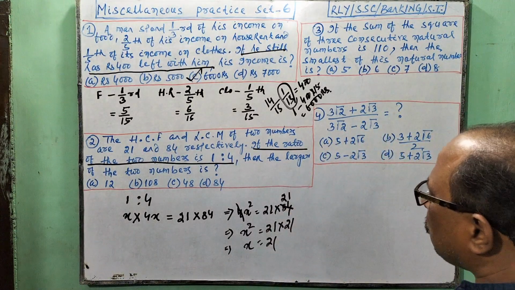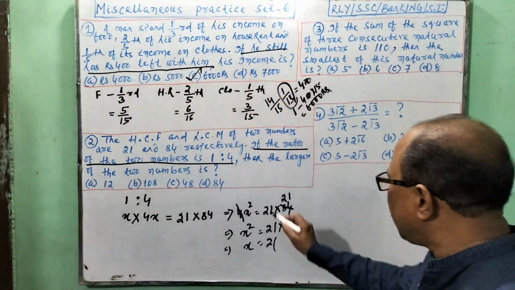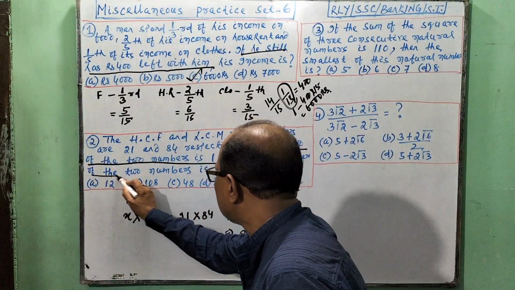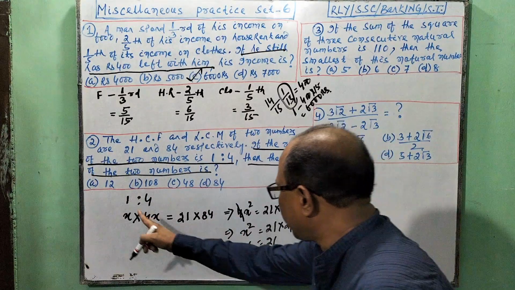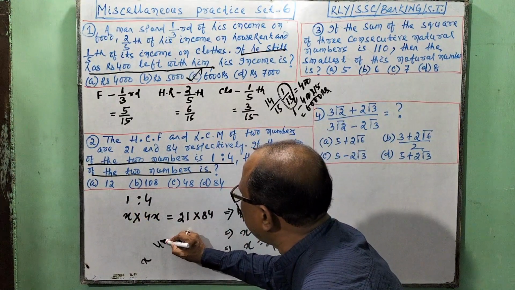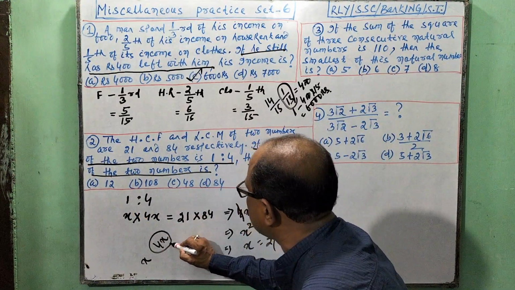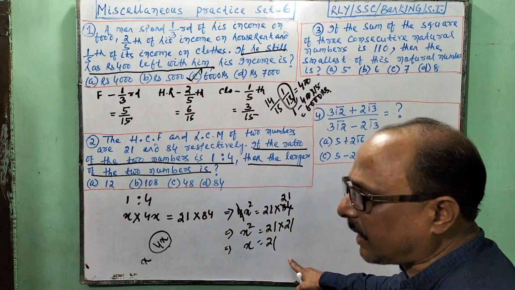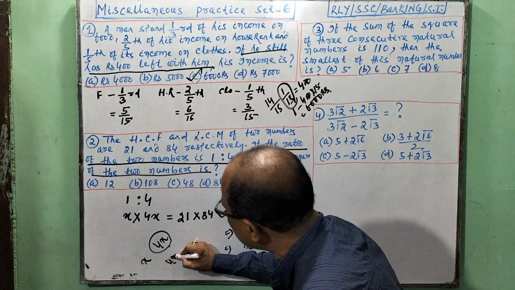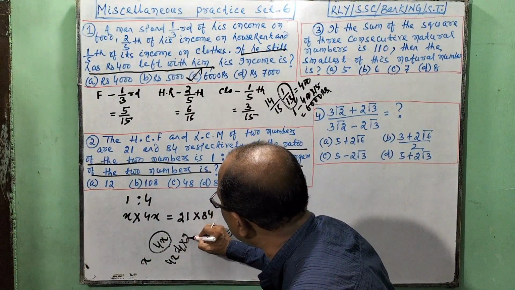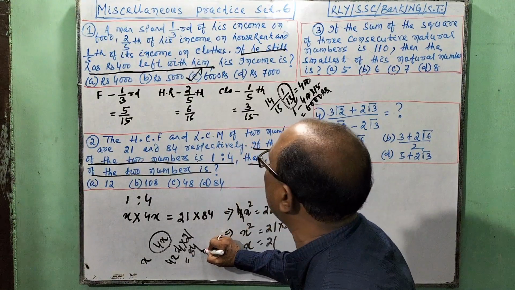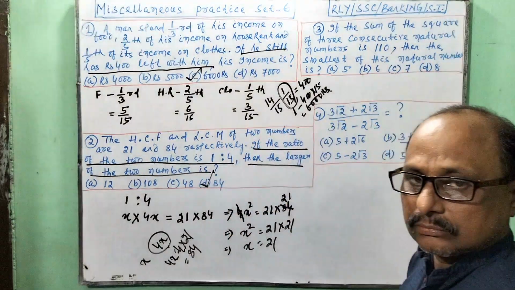Right? So what is the question asked? The larger of the two numbers. One number is x, the other is 4x. 4x is larger, and x is 21. So 4 into 21 is equal to 84. So this is the answer.